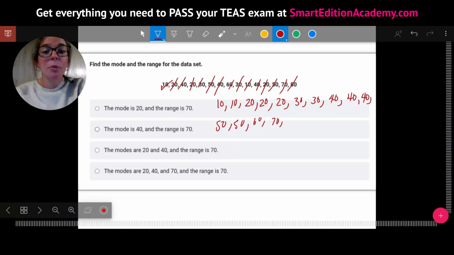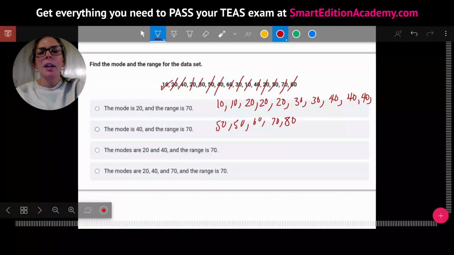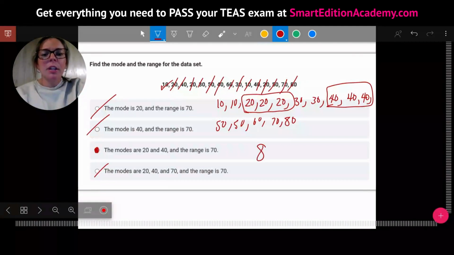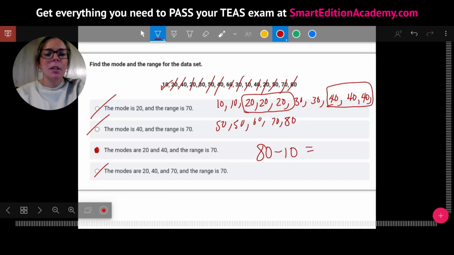So if I'm finding the mode, which one happens the most often? There are 3 20s, but there are also 3 40s. So this is an example of where there are multiple modes. There's more than one mode. The most number of occurrences is 3. 20 happens 3 times and 40 happens 3 times. So the mode would be both of those numbers, 20 and 40. Okay, so looking at my options, it has to be option number 3. And just to confirm, the range would be the highest minus the lowest, the max minus the min, which would indeed give me a range of 70.